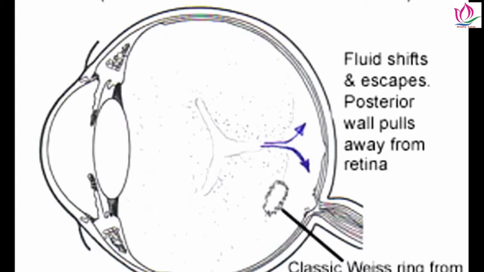When that occurs, the back part, the posterior portion of the vitreous, may separate from the underlying retina, peeling itself away. That ring-like density that was mentioned earlier can come off with the wall, and now you have a dense ring-like structure suspended in front of the retina.